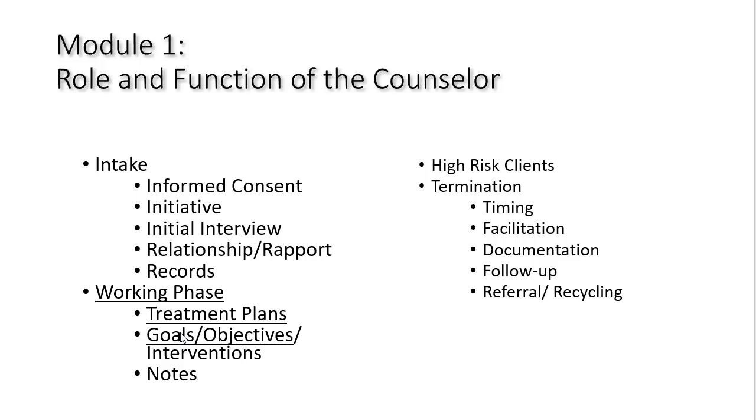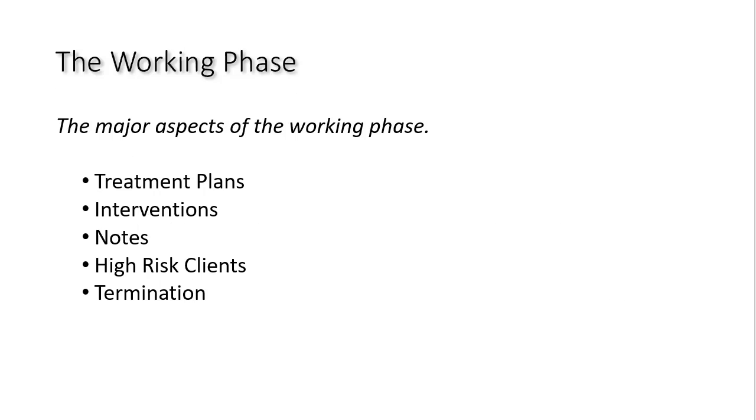goals and objectives. So we're going to jump right into it, and we're going to talk about the 5 basic areas of the working phase, and we're going to talk about them in 4 separate lectures, so we won't cover all of it today or in this lecture. So the working phase is comprised of treatment plans, interventions, notes, high-risk clients, and termination. Those are the 5 aspects we're going to cover. We're going to focus on treatment plans today, which specifically we're going to talk about goals and objectives.